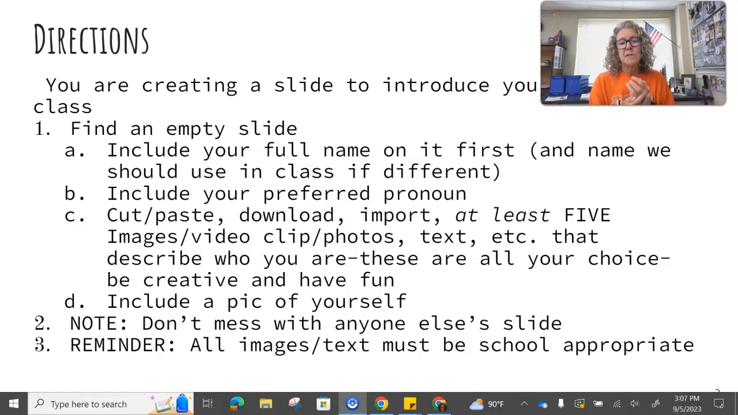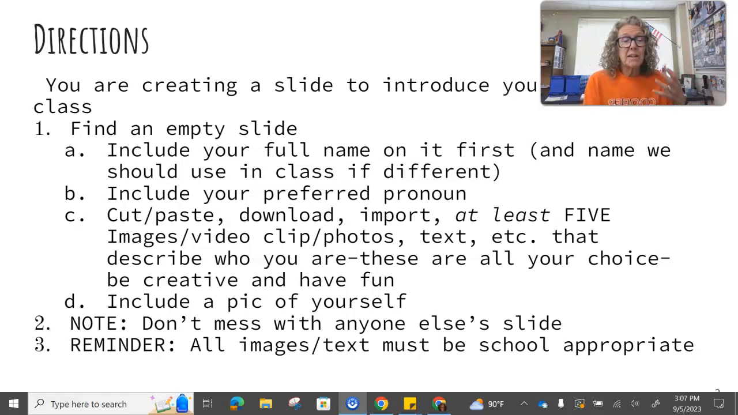Last thing about those images, include some kind of picture of yourself, or it can be a Bitmoji, it can be a drawing, it can be an artist rendering, whatever you have. But you do need to include a picture of yourself. Remember, that's the point, is you're introducing yourself to us and getting your voice in a small way in the room, and also just acquainting those of us who do not know you with some things about yourself.